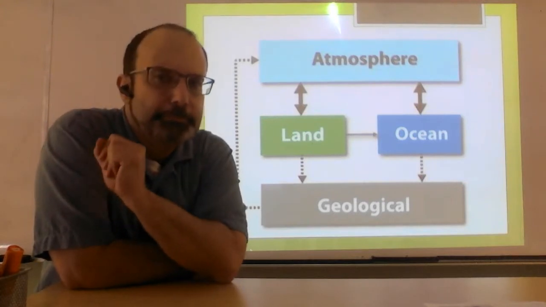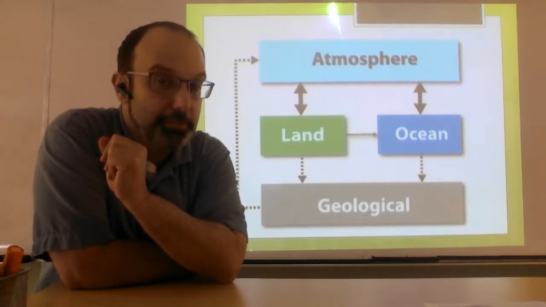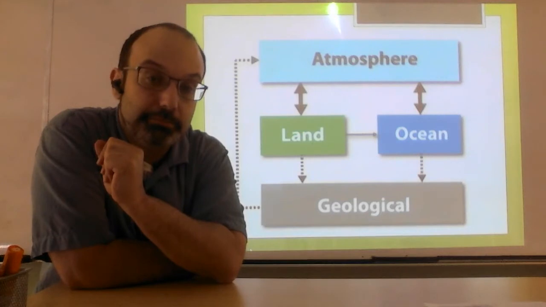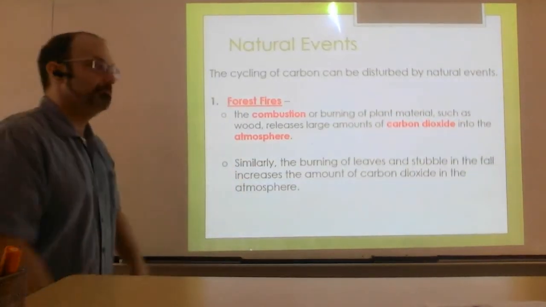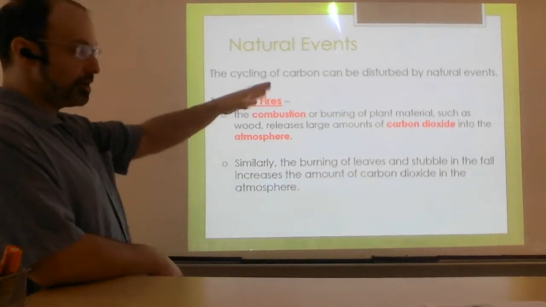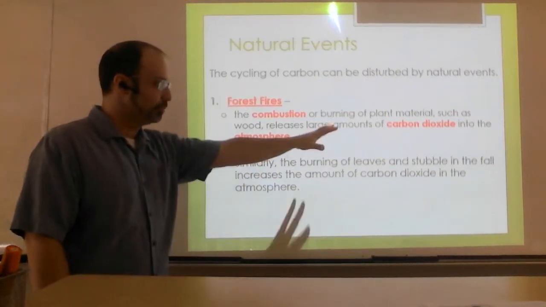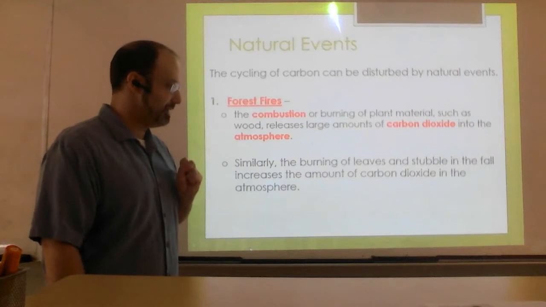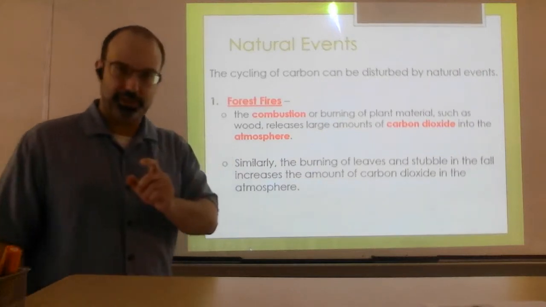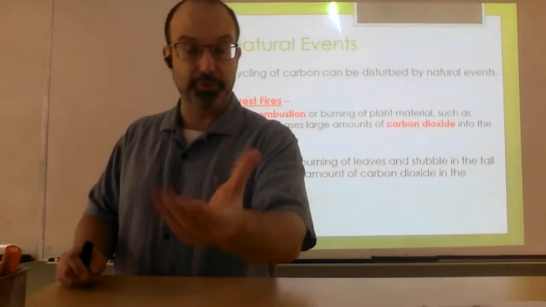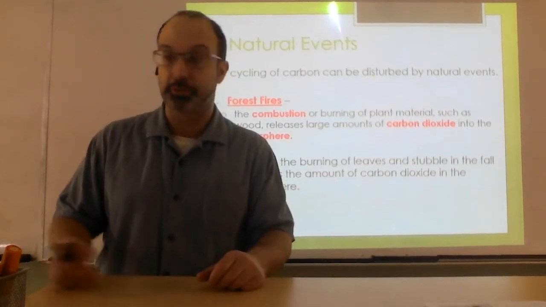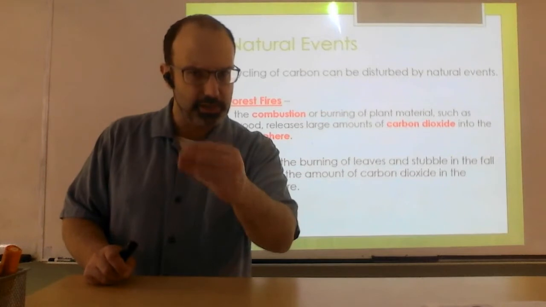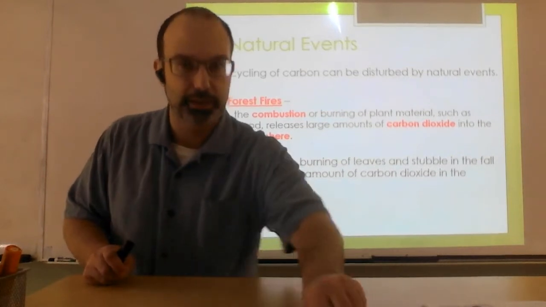But sometimes things happen that disrupt it. For example, a forest fire. A forest fire will burn trees. As you burn trees, you will release a large amount of carbon dioxide into the atmosphere. You can also see this, instead of a forest fire, maybe a farmer might burn the grass and stubble left over on his field, or burn leaves. This will release the carbon trapped in the living things into the atmosphere.